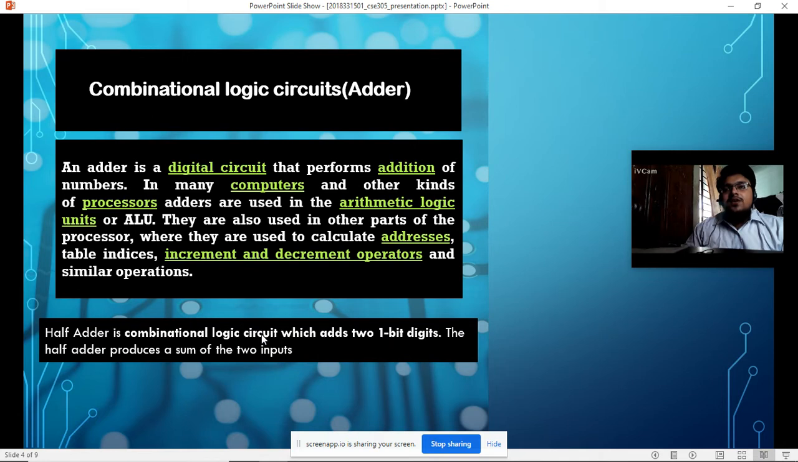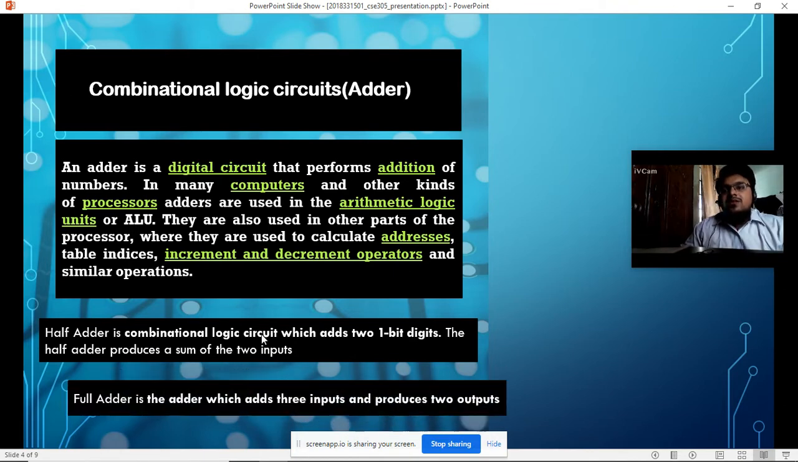And there are two kinds of adder also. One is the half adder. What is a half adder? A half adder is a combinational logic circuit which adds two 1-bit digits. The half adder produces a sum of two inputs. What is a full adder? A full adder is the adder which adds three inputs and produces two outputs.